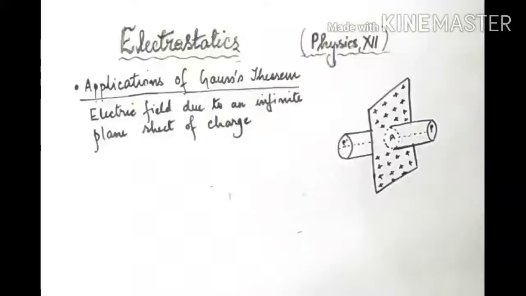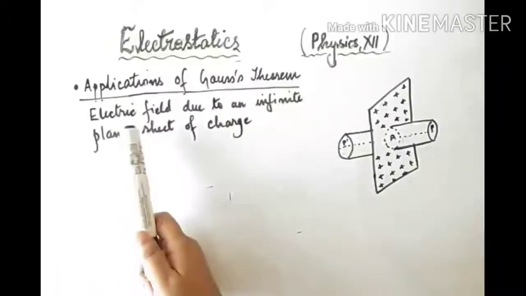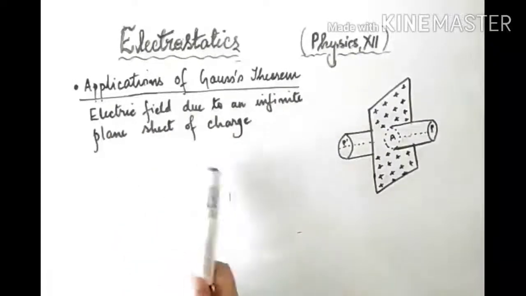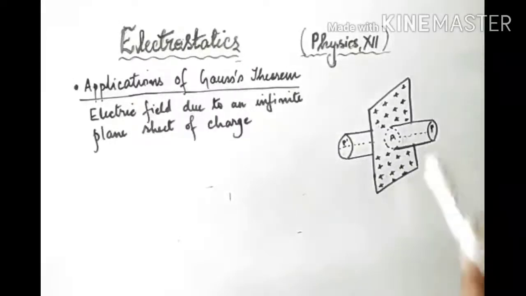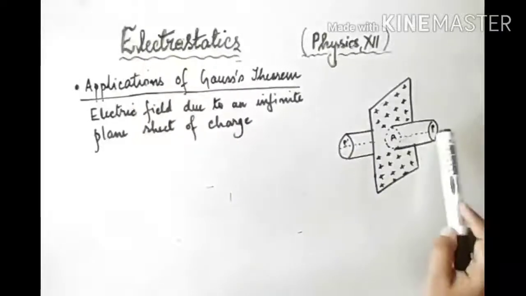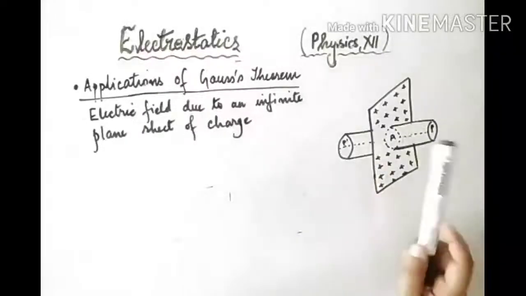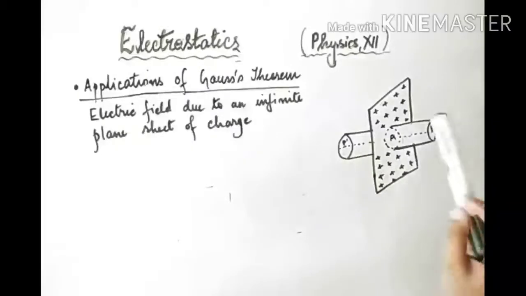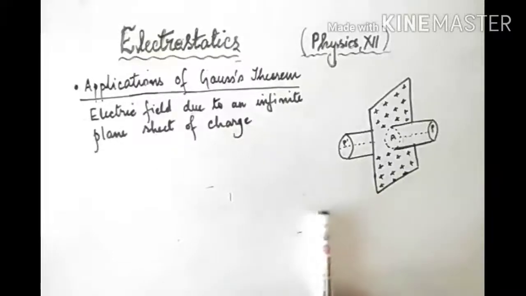Okay. So now let us see the second application of Gauss's theorem. In the second application, we shall learn how to find out the electric field due to an infinite plane sheet of charge. So here you have seen, this is an infinite plane sheet of charge, and to find out the electric field at this point and at this point, we have to draw a Gaussian surface. Now this Gaussian surface is cylindrical in form and it cuts through this plane sheet of charge.